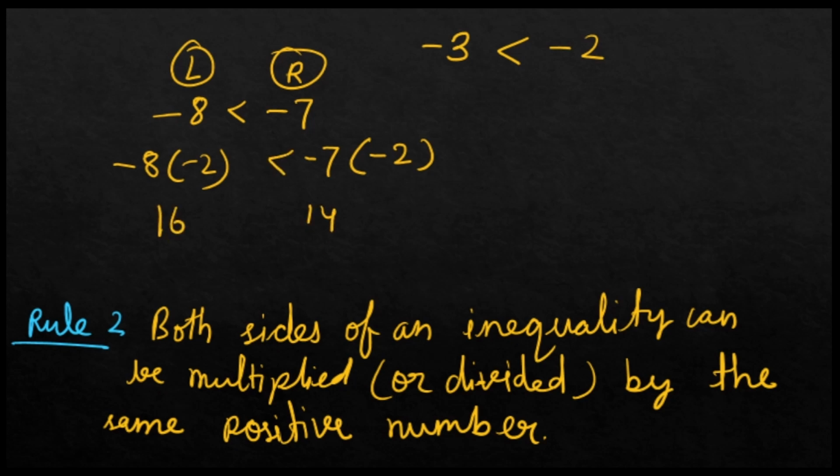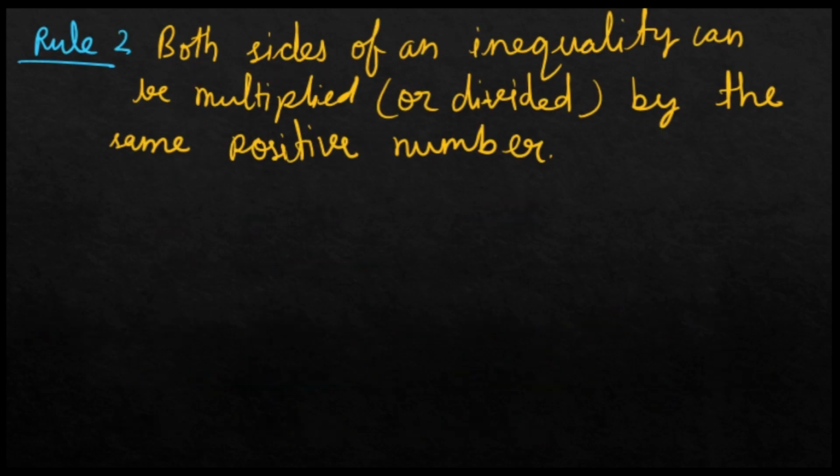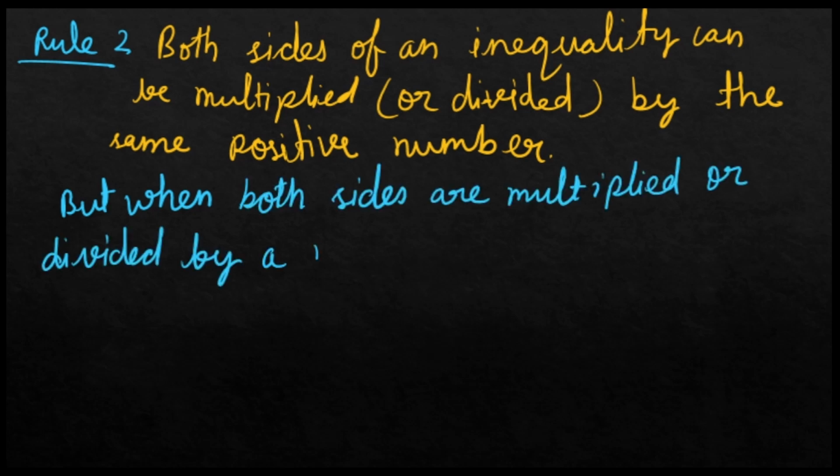Which one will be greater than the other? I think 14 cannot be. So the sign gets reversed when we multiply or divide by a negative number. Hence, when both sides are multiplied or divided by a negative number, the sign of inequality is reversed.